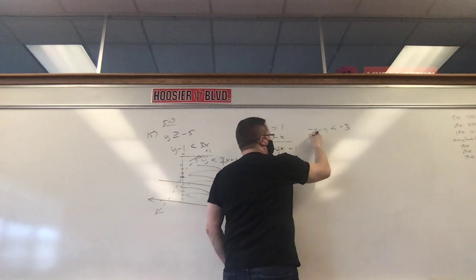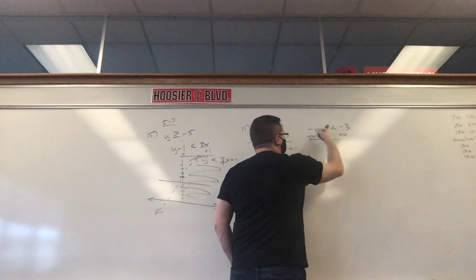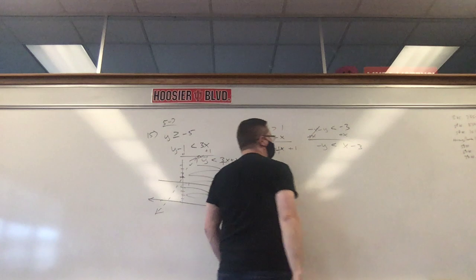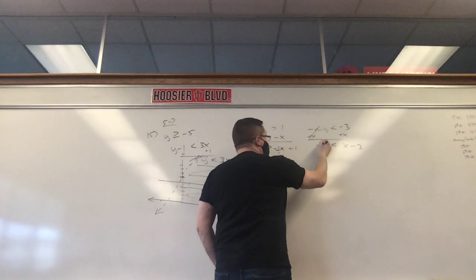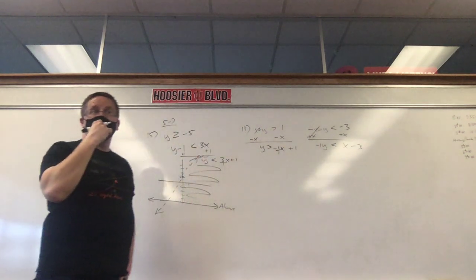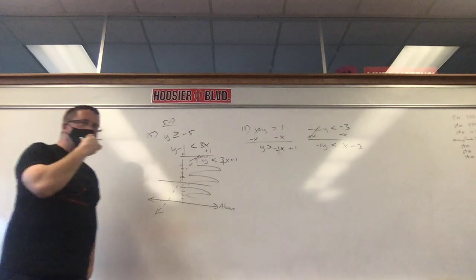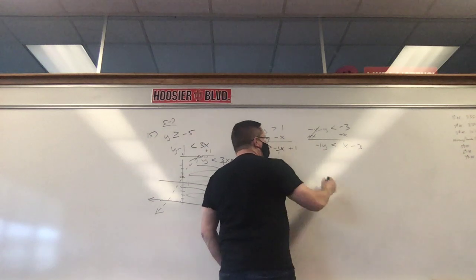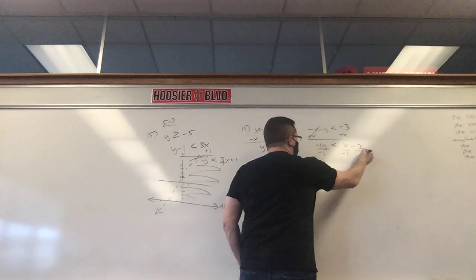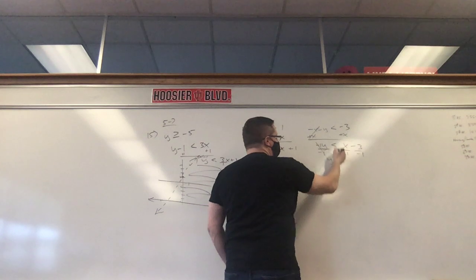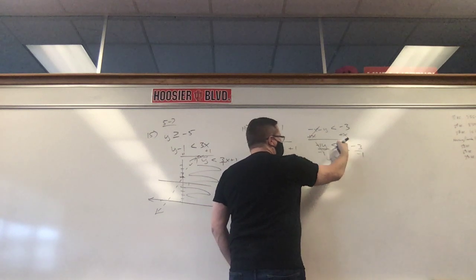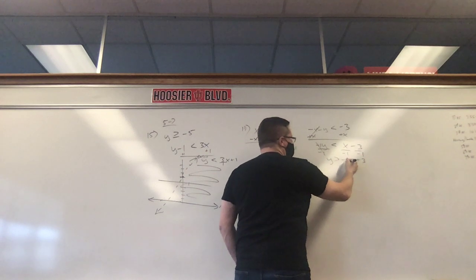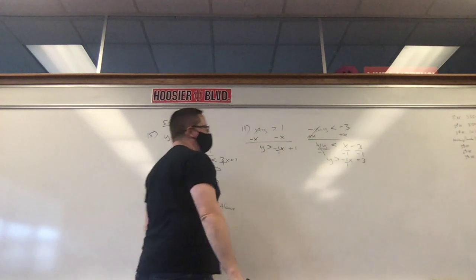Here we have to get y by itself, so we add x to each side. If we do that, we have negative y is less than x minus 3. And that's negative 1. You got to be careful on this. To get rid of that negative 1, we divide by negative 1. You guys remember what happens when you divide by a negative? Flip it. You got to flip that sign around. So y is bigger than negative 1x plus 3, negative 1 over 1. Now we're ready to graph them.